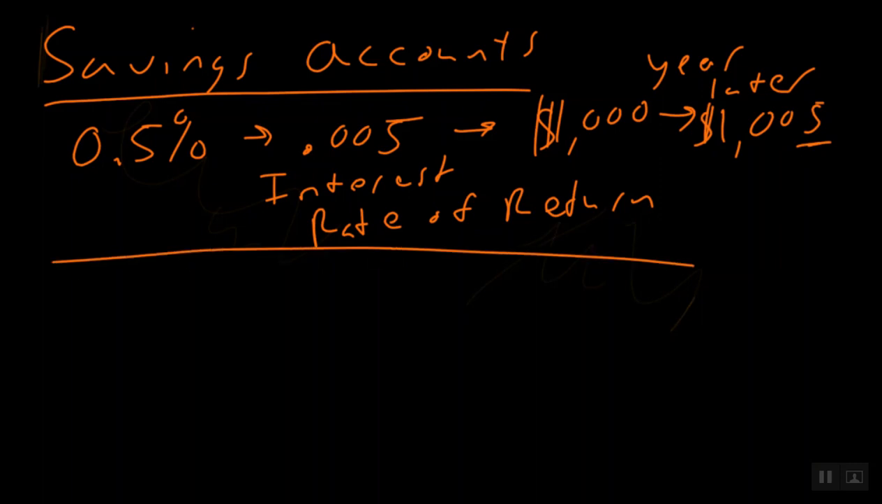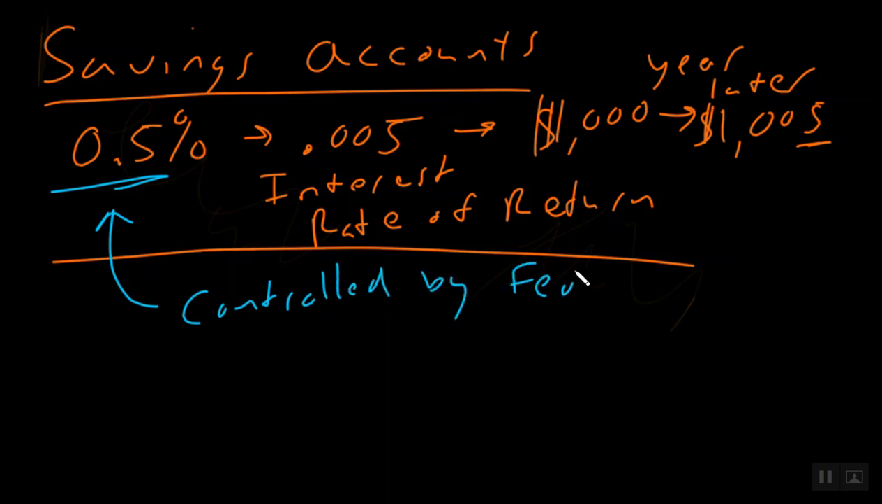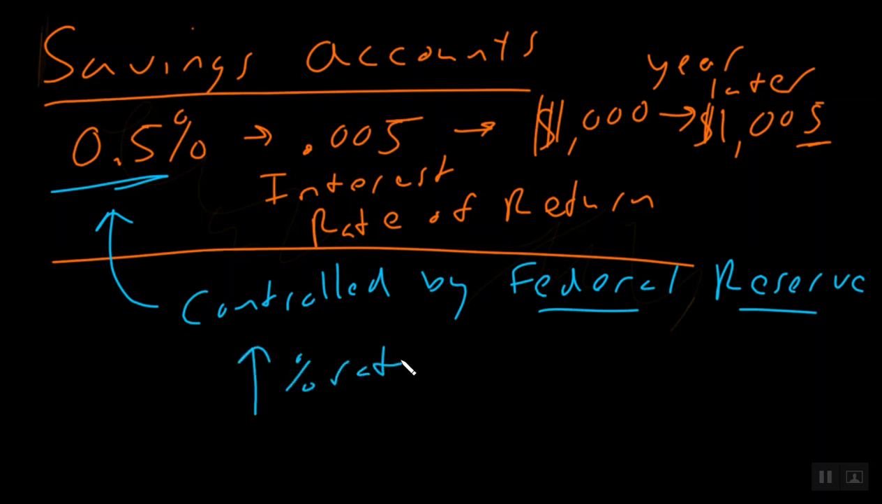Now, your savings account interest rate is actually typically almost controlled by what's called the Federal Reserve. And y'all should ask Mr. Sharp more about the Federal Reserve. But as the Federal Reserve decides to raise interest rates, well, then this number could grow. If they decide to lower interest rates, well, then that number is going to shrink. So whatever the interest rate percentage for the Federal Reserve is, the more money you're going to get from your savings account.